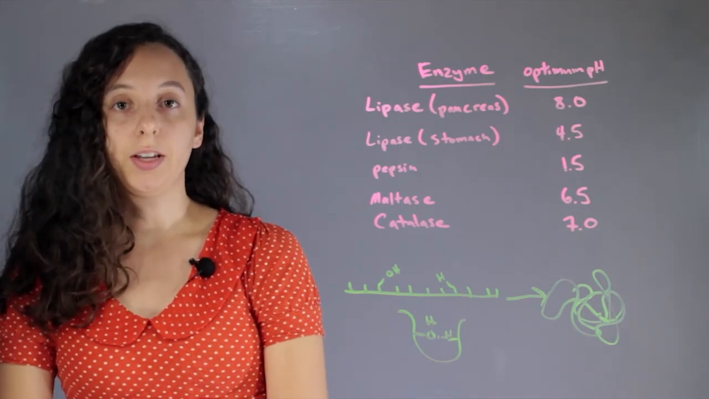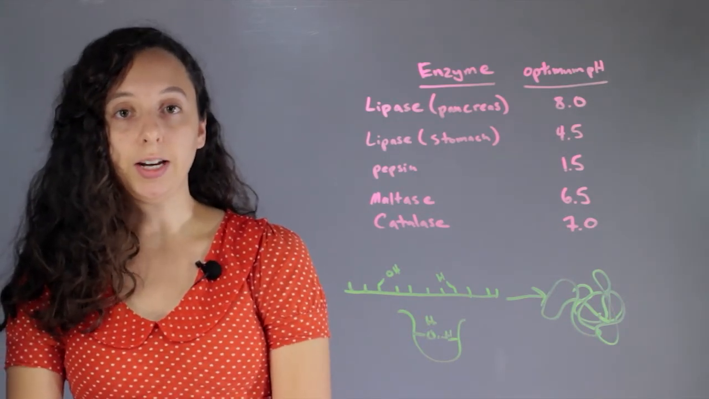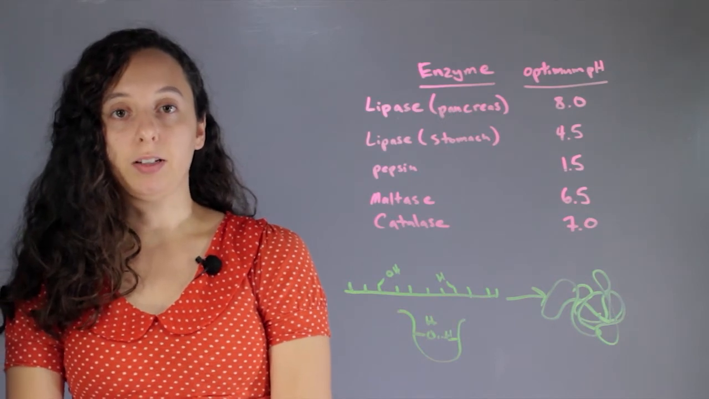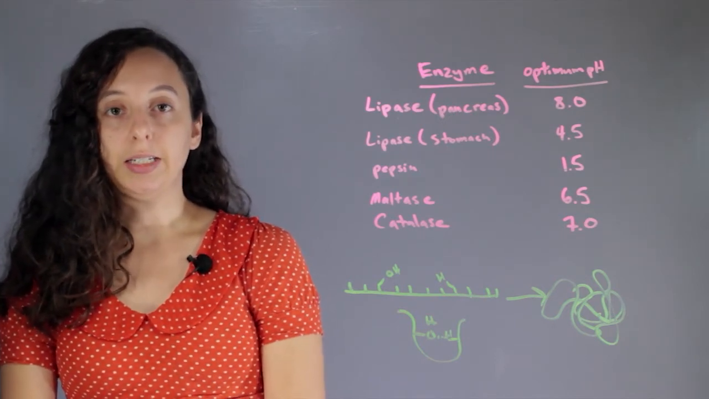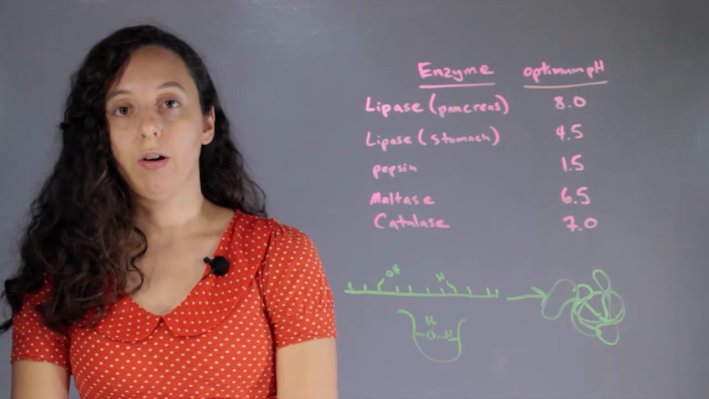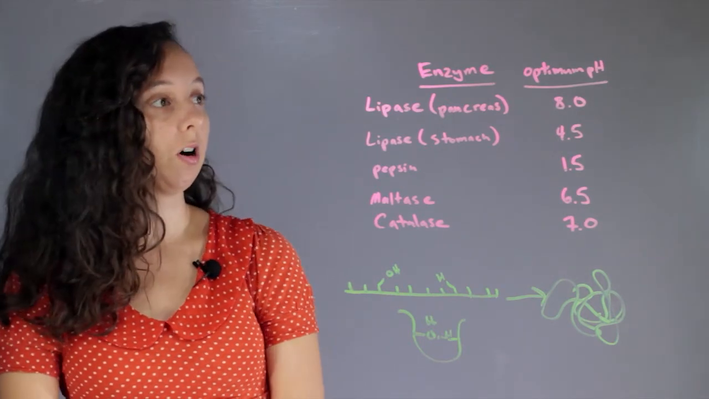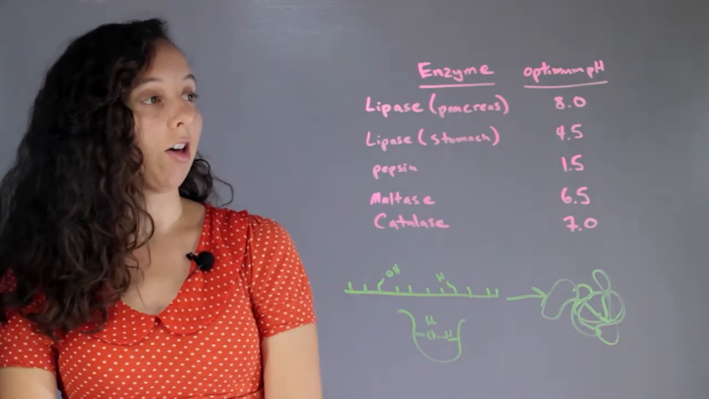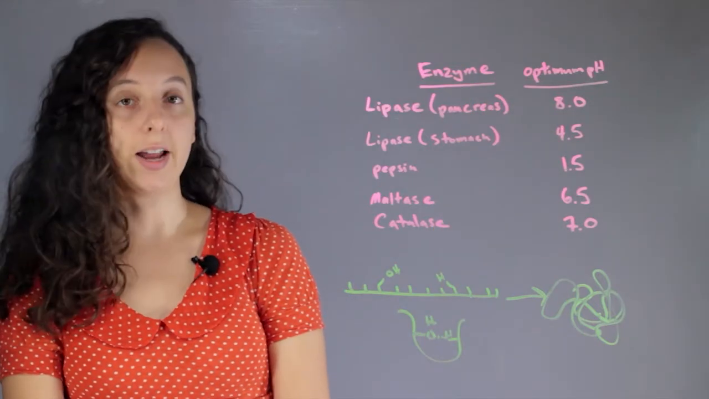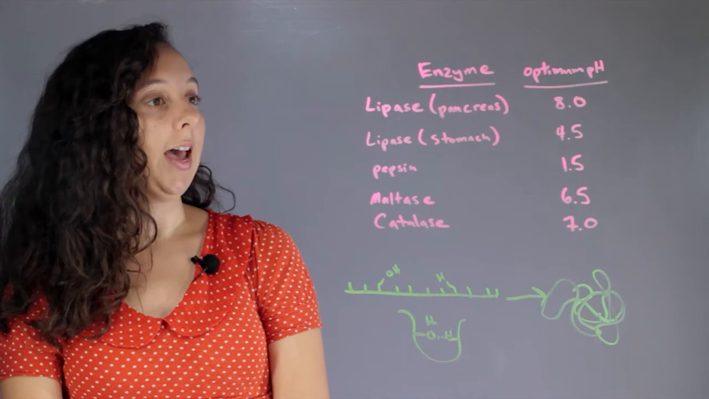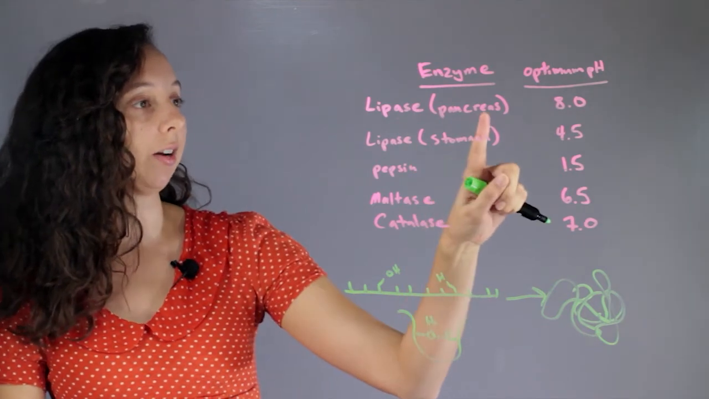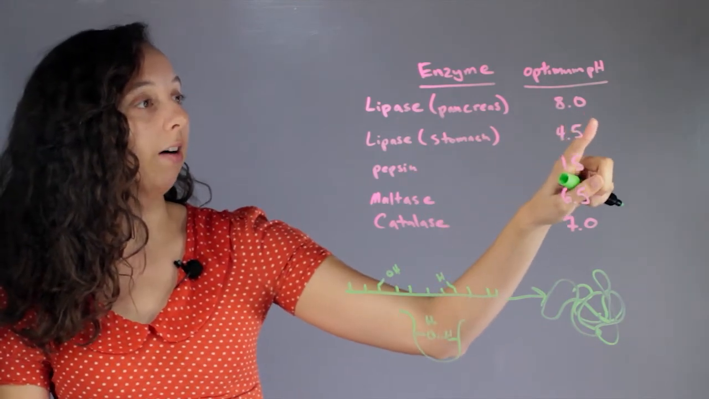And so enzymes also have a maximum rate. And the maximum rate is basically the settings where it's ideal for that enzyme. So it involves temperature and also pH. So over here we have a table of the optimum pHs for a few different enzymes. So you can tell that lipase in the pancreas has an optimum pH of 8.